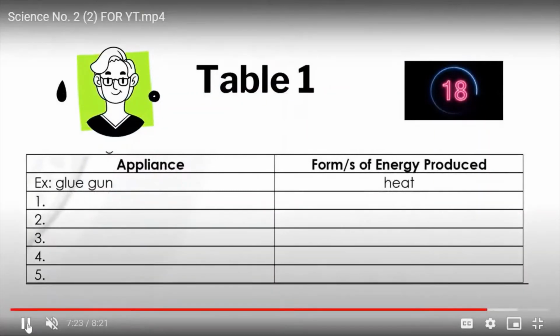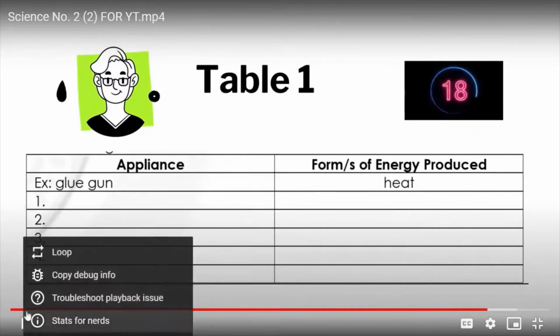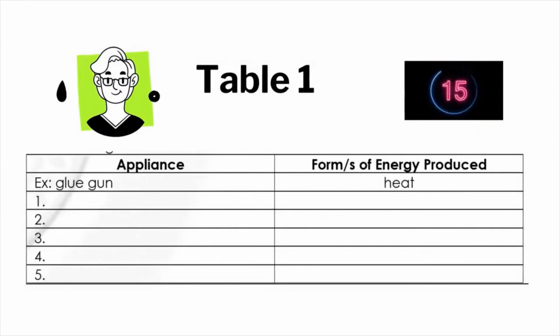Alright, on this table, you're going to write the appliance that you have seen o mga nakita nyo sa iba't ibang parte ng inyong mga bahay. I have an example. Glue gun. What form of energy is produced? So it produces heat. Okay, so write down all the appliances that you have seen in your house or at home. Good luck!